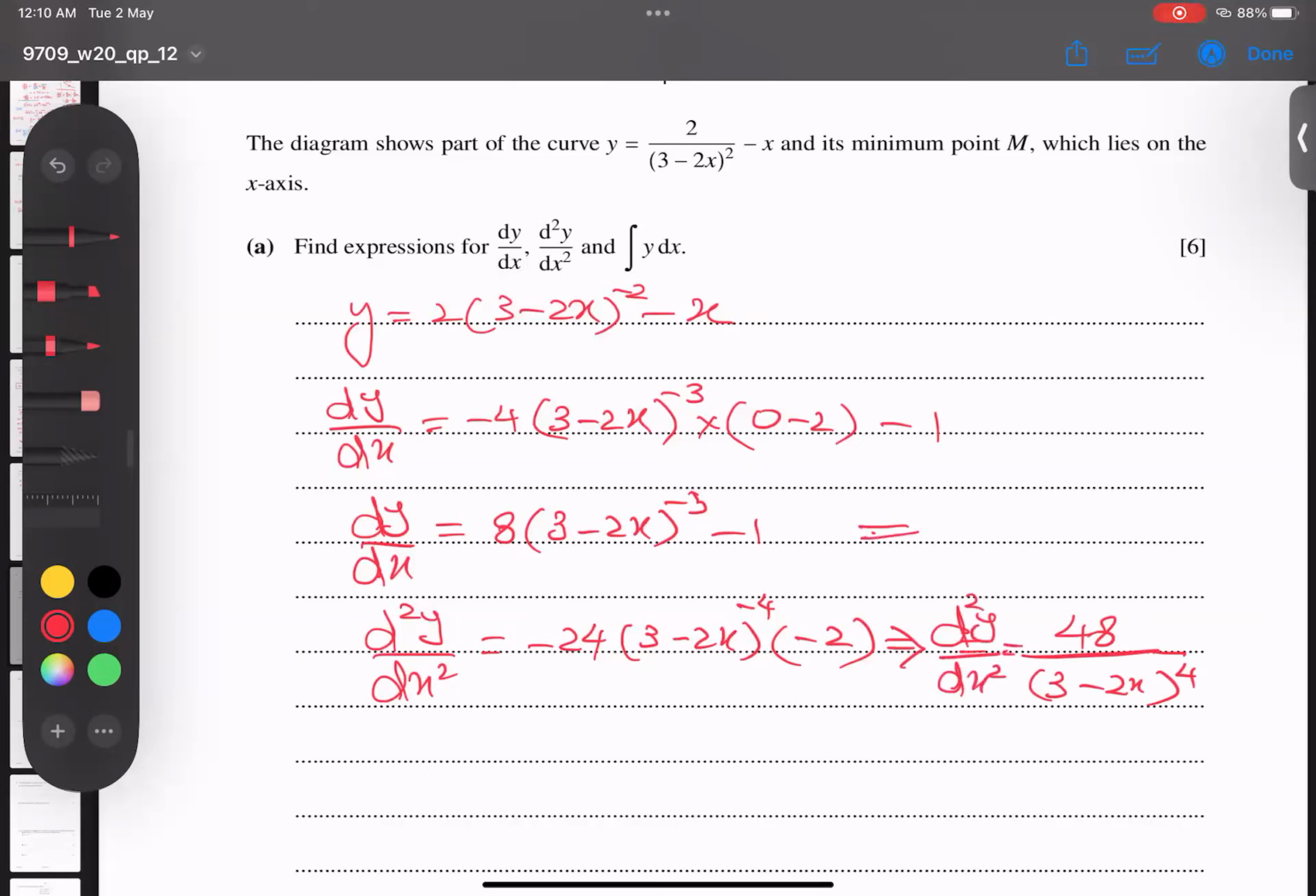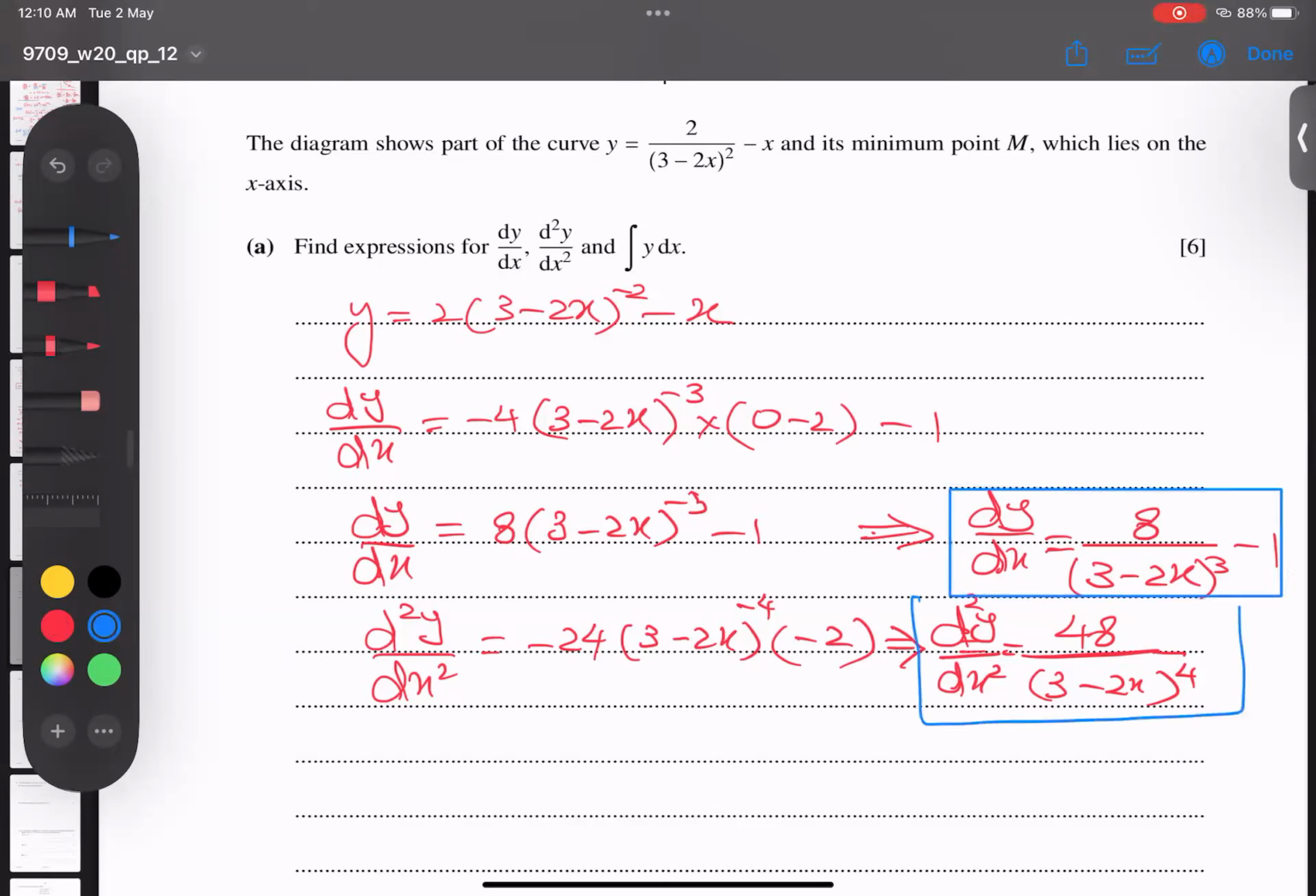So what about this? I will find the first differentiation in simplest form. I'll bring it into the denominator, and the power sign will become positive. So 8 over (3 minus 2x) to the power 3, and -1. So I hope the points are very clear. And I'm getting both answers very clear.